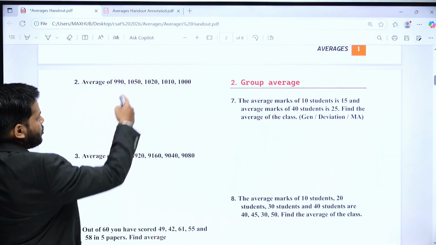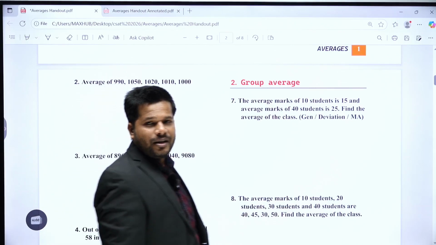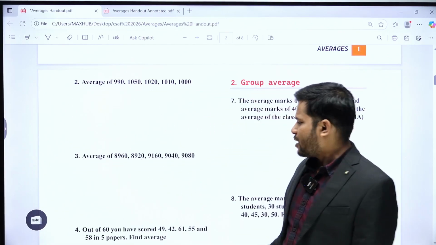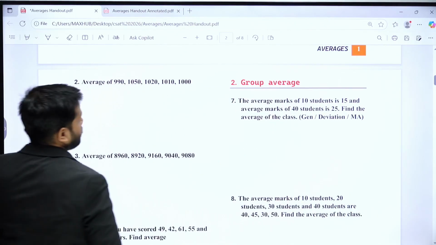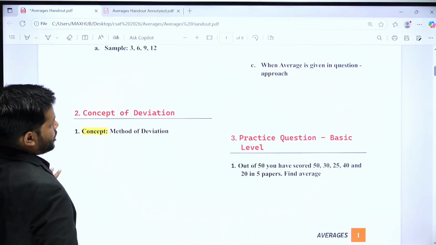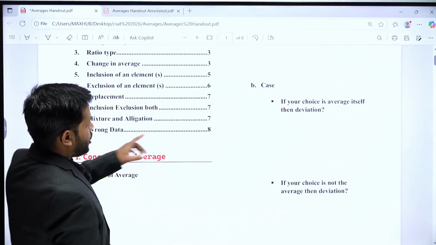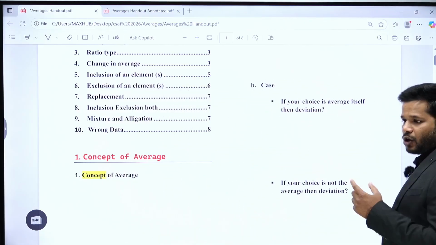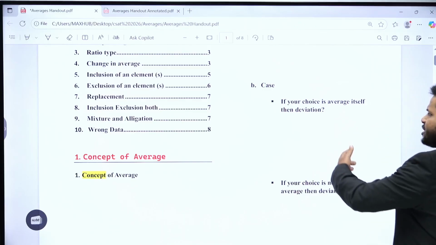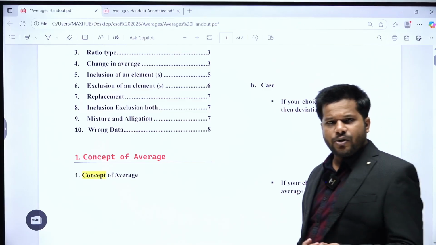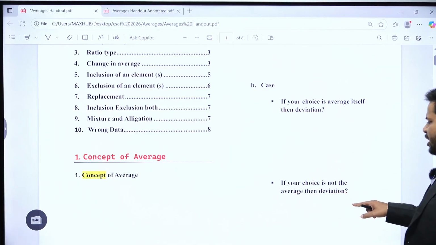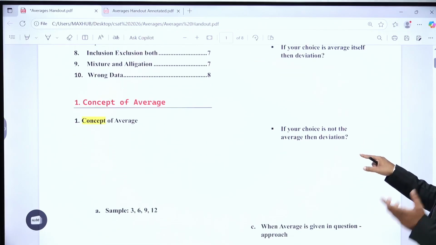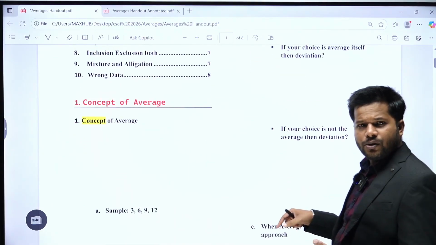Average of these numbers, we're going to add this. Seriously? No. Then how to do this? How to proceed with this? Let us do one by one. First of all, let us understand this note. If your choice of average, what you have thought of or assumed, is the average itself, then the deviation would be 0. If your choice is not the average, then the deviation would be something else. It won't be equal to 0. Then what you have to do?